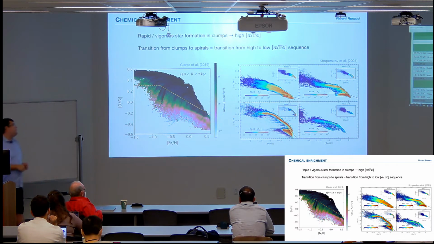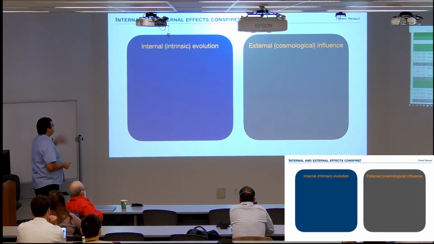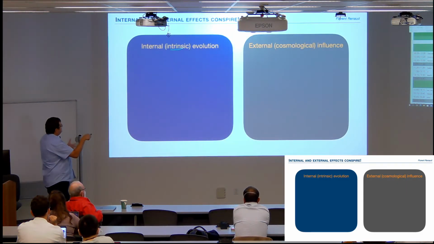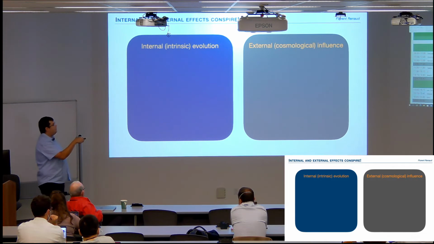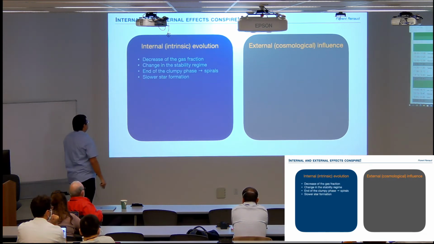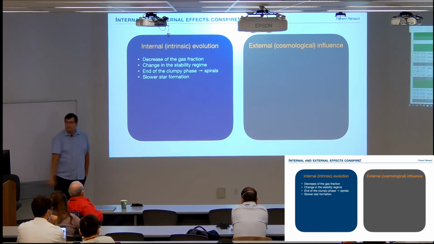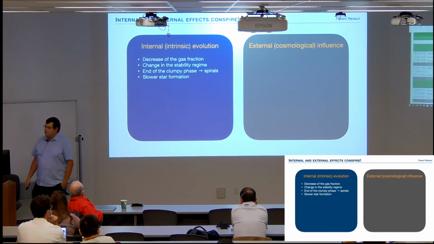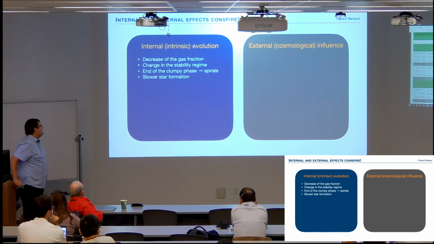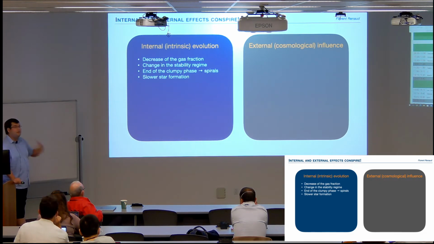So putting all these things together, we can have a look at what internal or intrinsic evolution does and what external influence does. Internally, with time, you will decrease your gas fraction. You will change the stability regime because of that. You will end the clumpy phase and move to the spiral phase. And you will slow down your star formation.